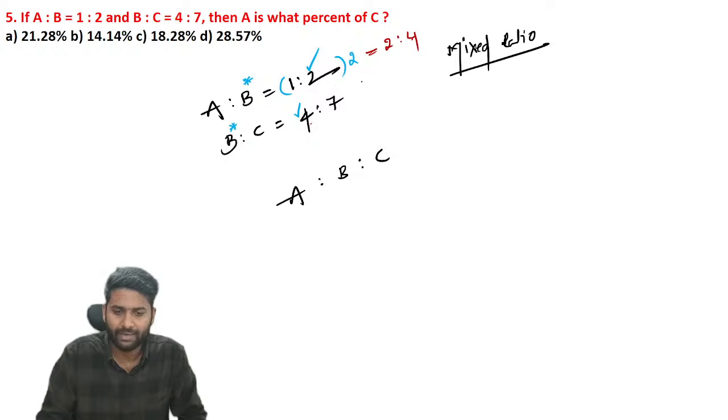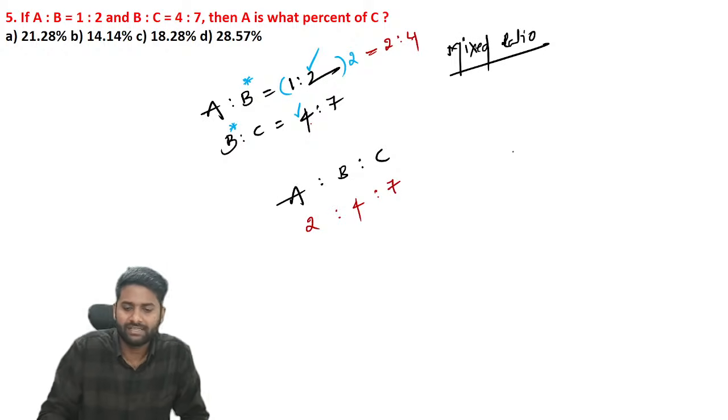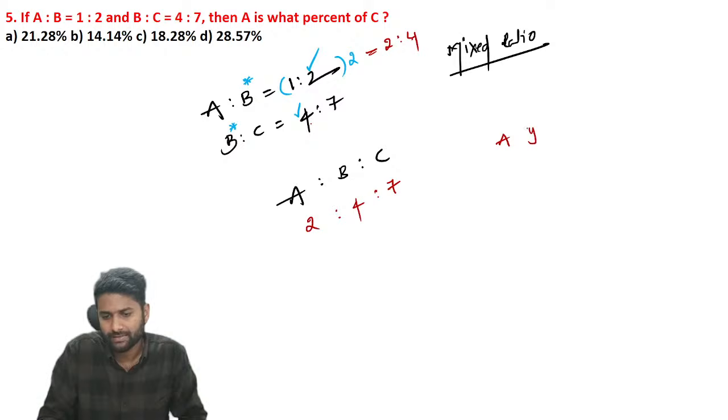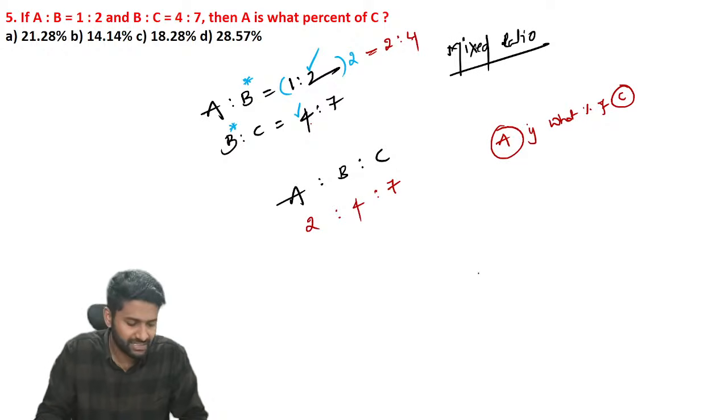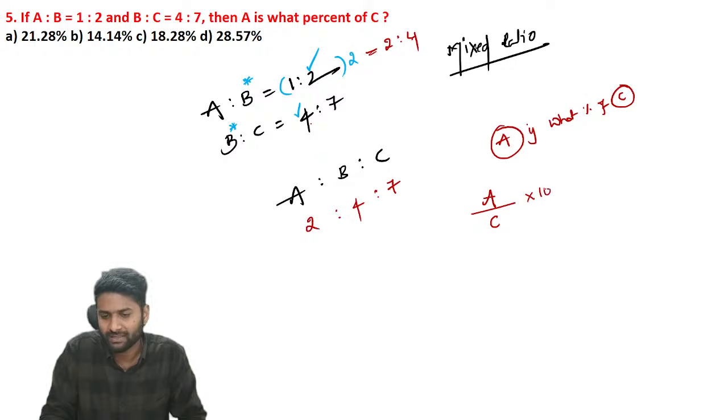Now you can see that B is common. Now A is 2 units, B is 4 units, and C is 7 units. Now we got that information. See, remember: A is what percentage of C? It means we need A's value, and A's value is compared with C. So A is the numerator. Remember that comparison is always with the denominator.